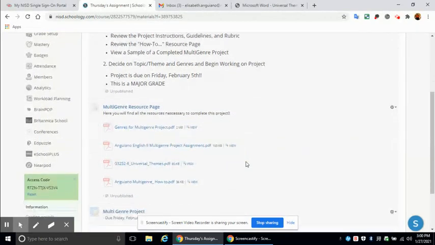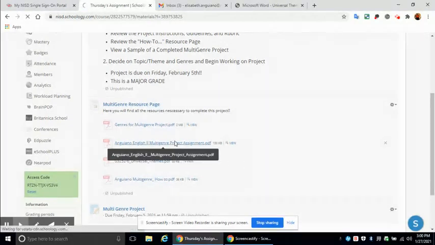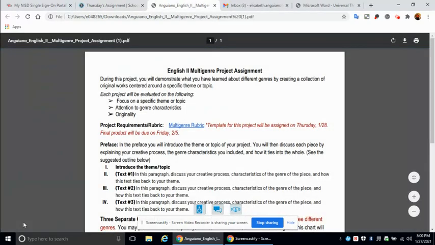Before I do that, I just want to note that this multi-genre resource page is crucial to help you understand what you need to do, how you need to do it, and what your guidelines, your rubric, and your expectations are. So first of all, let's look at the project assignment. The project assignment is here, and this gives you all the details about what you're going to be doing.